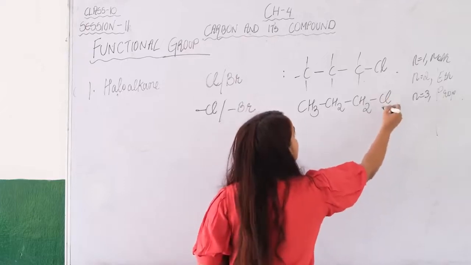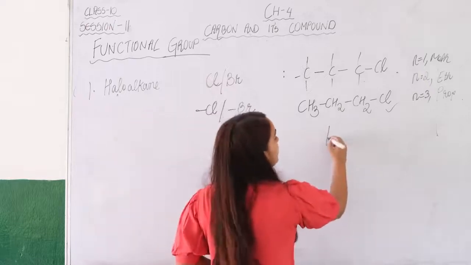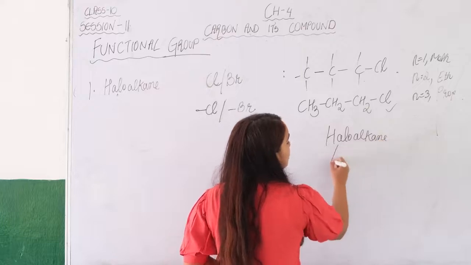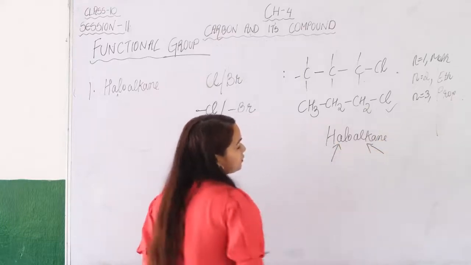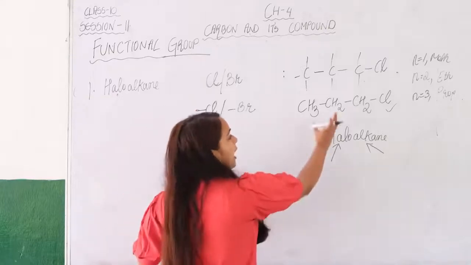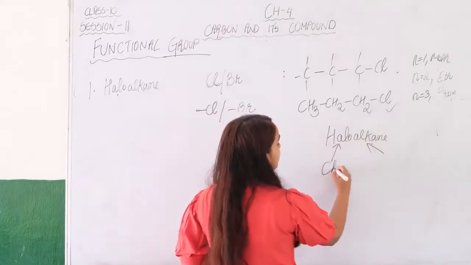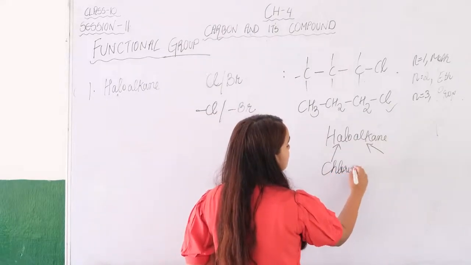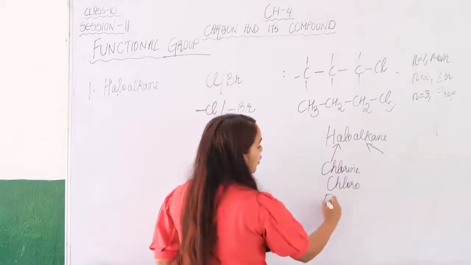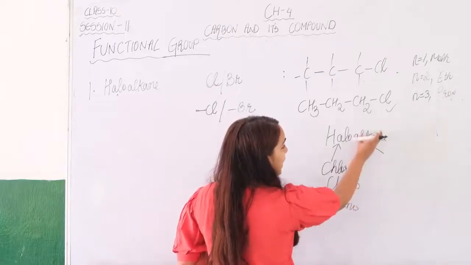Now we have the functional group chlorine. But according to the name, how are we supposed to name it? Haloalkane. First, the halogen will be named. Secondly, the alkane will be named. That means the number of carbon atoms present will be named. We have to name the halogens as halo. That means chlorine will be named as chloro. Bromine will be named as bromo. Our next word will be alkane.